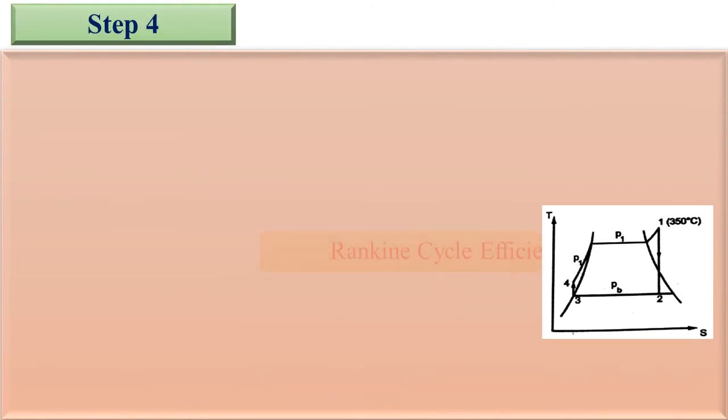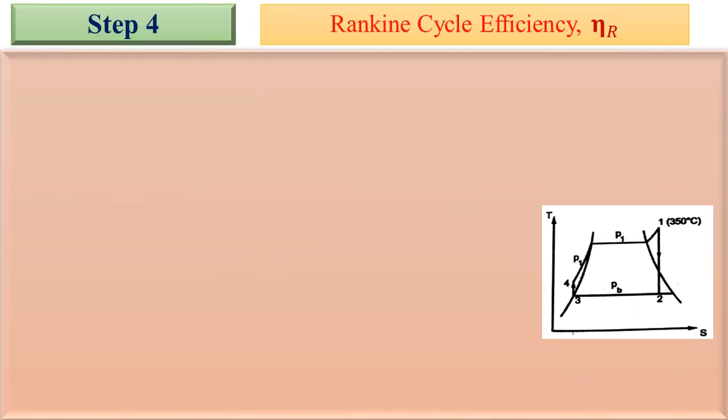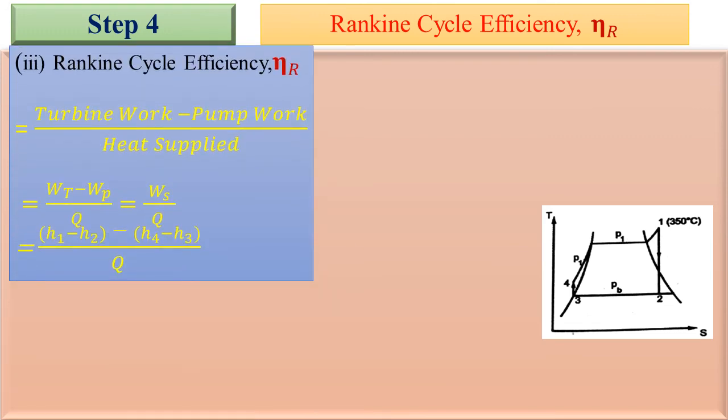Step number 4. In step number 4 we will see how to calculate Rankine cycle efficiency. It is denoted by the notation eta R. To calculate Rankine cycle efficiency, the formula is turbine work minus pump work upon heat supplied. From the TS diagram we can see turbine work is in the process 1 to 2, expansion is 1 to 2, while pumping is 3 to 4, heat supplied is 4 to 1. So Rankine cycle efficiency will be represented as turbine work minus pump work upon heat supplied, that is Wt minus Wp upon Q.